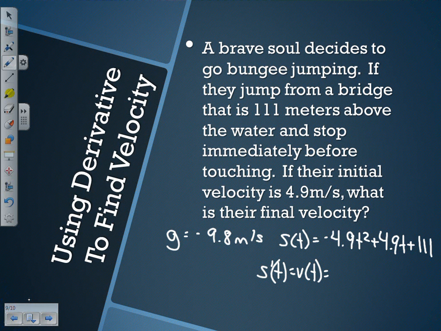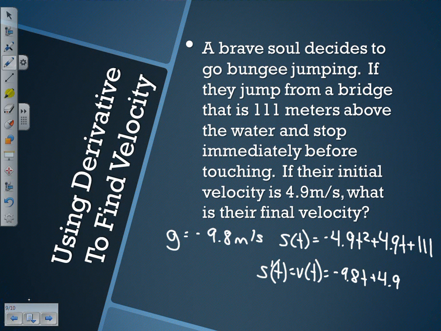But acceleration, they're all related. If I take the derivative of velocity, we'll get acceleration, and we'll do that when we start doing second derivatives next time. All right, derivative, what's that going to give? Easy stuff. Negative 9.8 t plus 4.9. And what does the 111 become? 0.